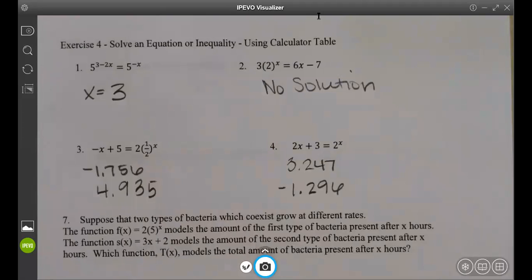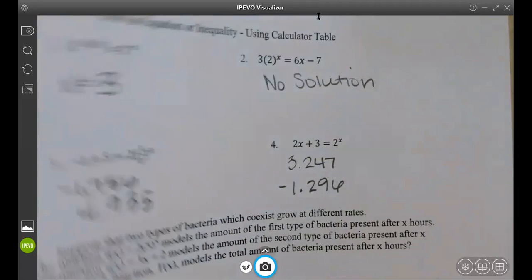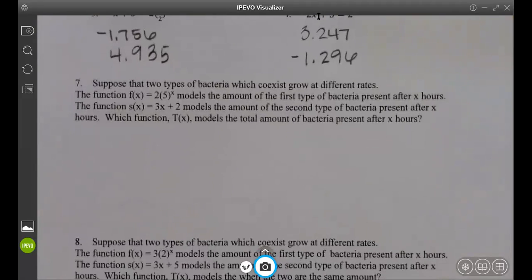All right. And then you have a couple of word problems, and the word problems are not hard. Suppose that two types of bacteria which coexist grow at different rates. The function f of x equals 2 times 5 to the x models the amount of the first type. The other function is the second type. It says which function models the total amount of bacteria.